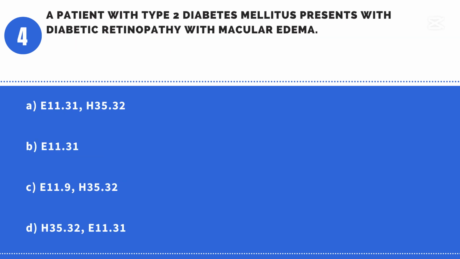Question 4. A patient with type 2 diabetes mellitus presents with diabetic retinopathy with macular edema. A. E11.31, H35.32. B. E11.31. C. E11.9, H35.32. D. H35.32, E11.31.